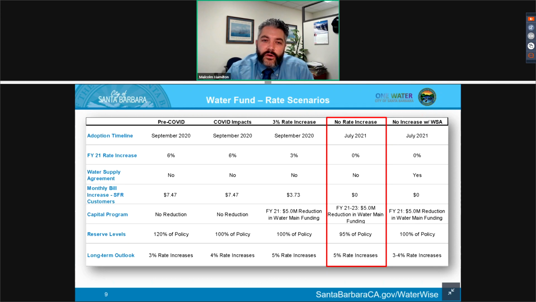So if we go to the next slide, Chair Keller, this is the contrast. So let's say we do no rate increase in FY21, but the water supply agreement with Montecito goes into effect.